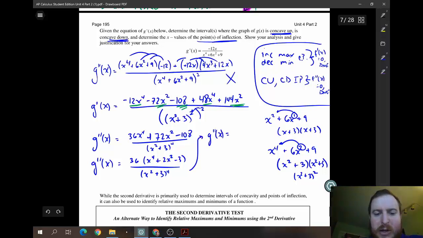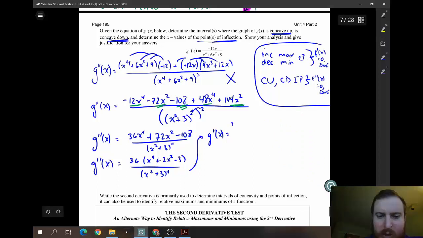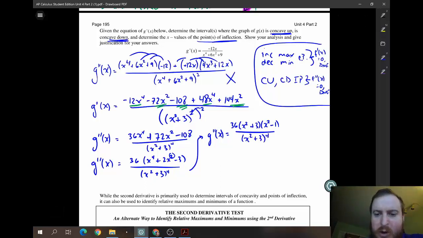Okay, and so we're going to do that same x method with the fourth power. And so we have 36, and we'll end up with x squared plus 3 and x squared minus 1. Right, the plus 3 and minus 1 gives us 2, and we have x squared because it was x squared and x to the fourth, not x squared and x, divided by x squared plus 3 to the fourth.